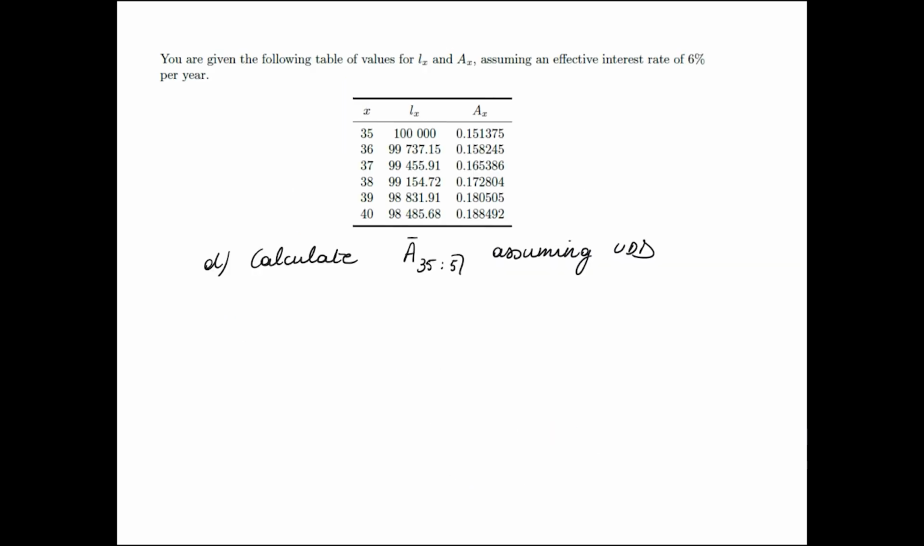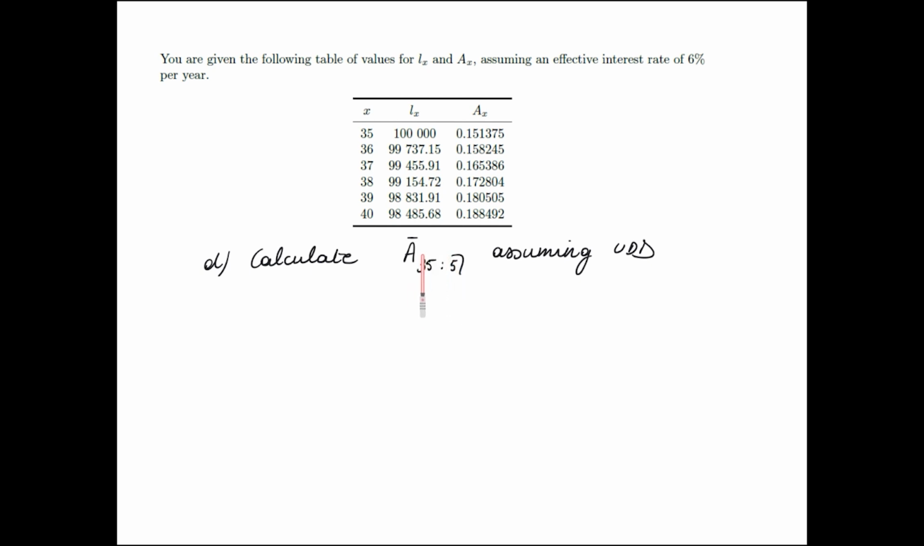In the last part of the exercise, we're going to look at the EPV of a continuous time product. The way I recognize that this is the EPV of a continuous time product is because I see a capital A with a bar on top. So this is a continuous product. It's issued to a 35-year-old. It has a duration of 5 years.